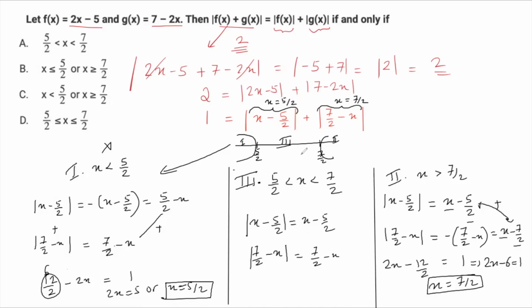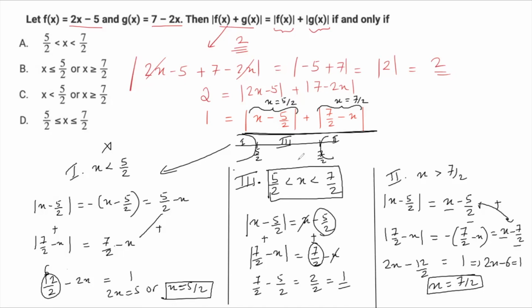Now, as per the question, when we add these two terms, mod of x minus 5 by 2 plus mod of 7 by 2 minus x, we'll be adding x minus 5 by 2 plus 7 by 2 minus x. Minus x plus x cancels. We only have 7 by 2 and minus 5 by 2. So 7 by 2 minus 5 by 2 is nothing but 2 upon 2, which is 1. Now, what does this tell me, guys? It tells me that for any value of x between 5 by 2 and 7 by 2, this entire expression is always equal to 1.